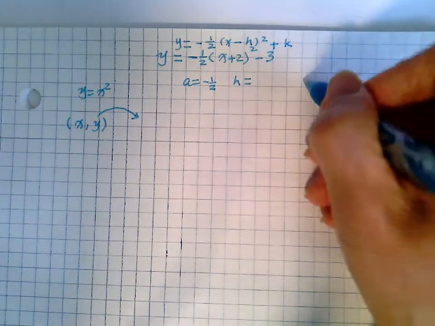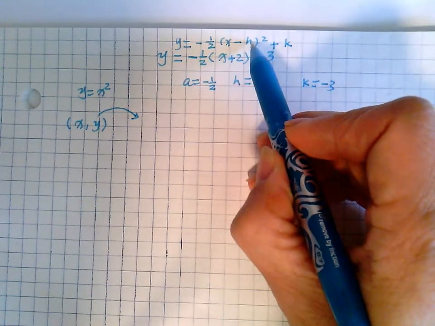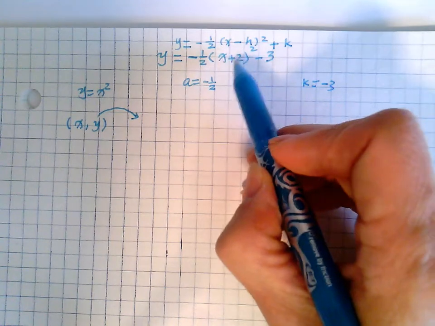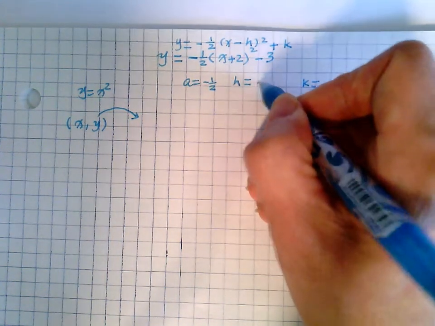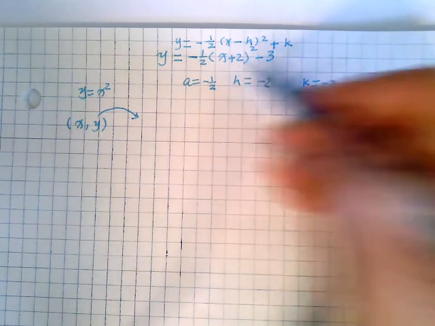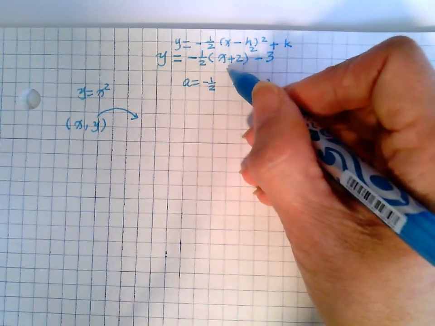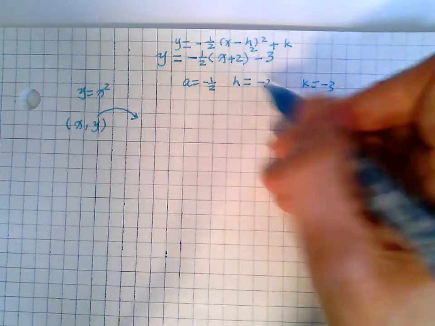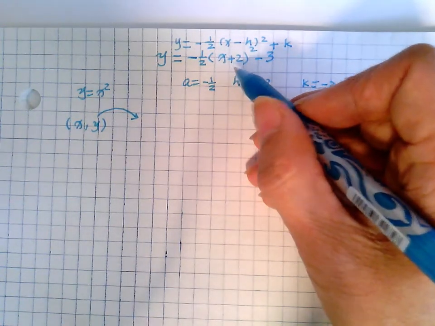Now you look at here, k is easy, k is negative 3, but here is x minus h. x minus what gives you positive 2? Of course, your h will be negative 2 because x minus negative 2 gives you x plus 2 squared. That's why this is something you need to think about to recognize the correct h value, because the vertex form formula of the parabola is x minus h squared.